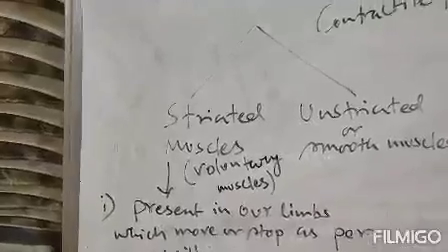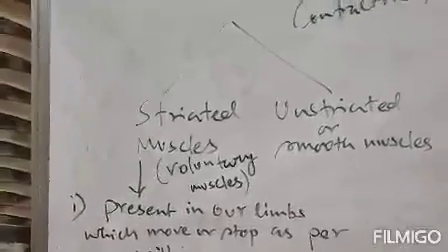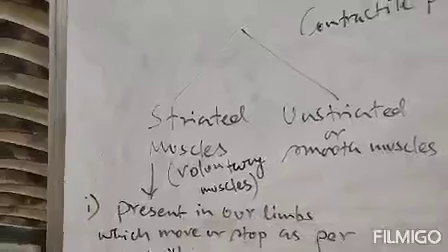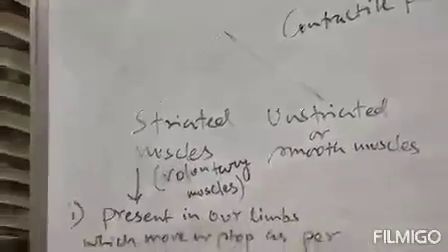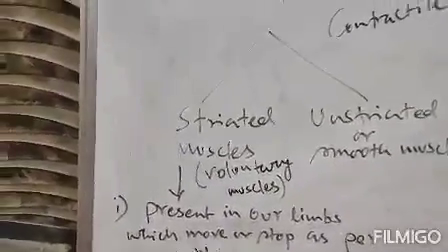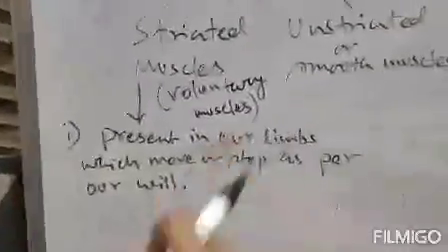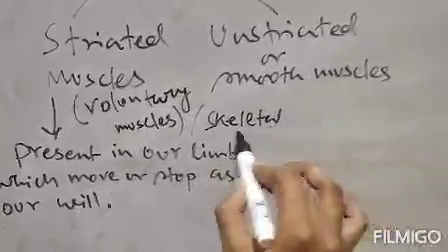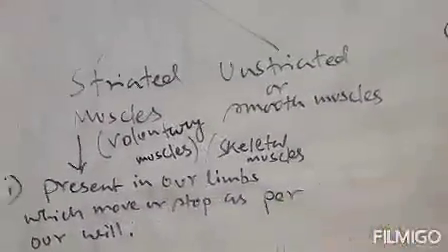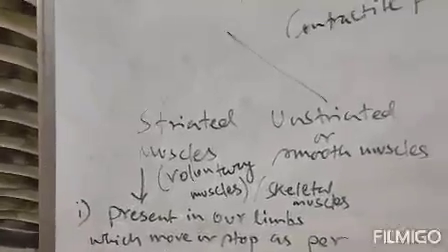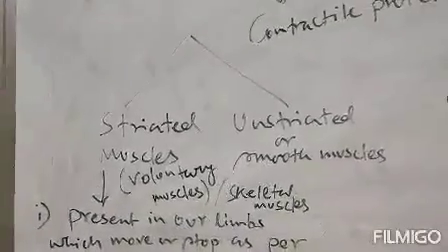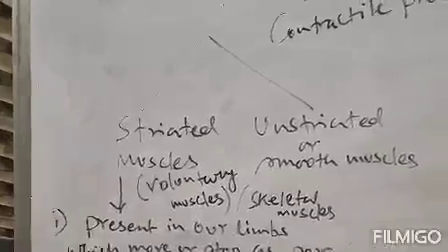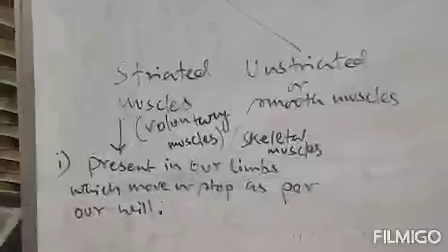Striated muscles are also attached to bones and help in the body movement. That's why they are also known as skeletal muscles. That means muscles of limbs are also known as skeletal muscles. Clear? So they are striated muscles, skeletal muscles, and also voluntary muscles.